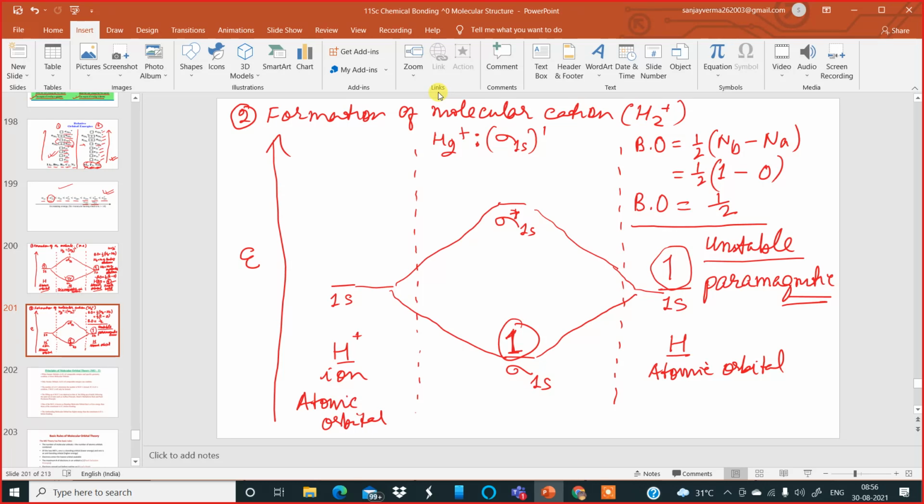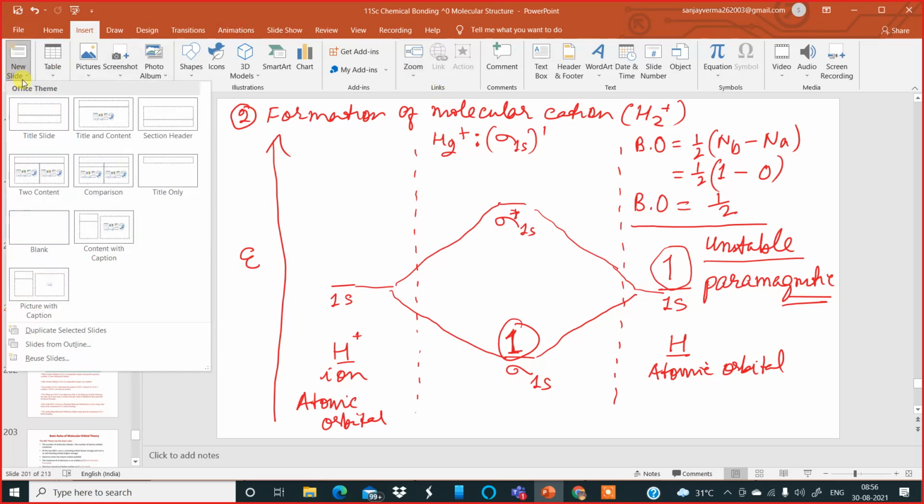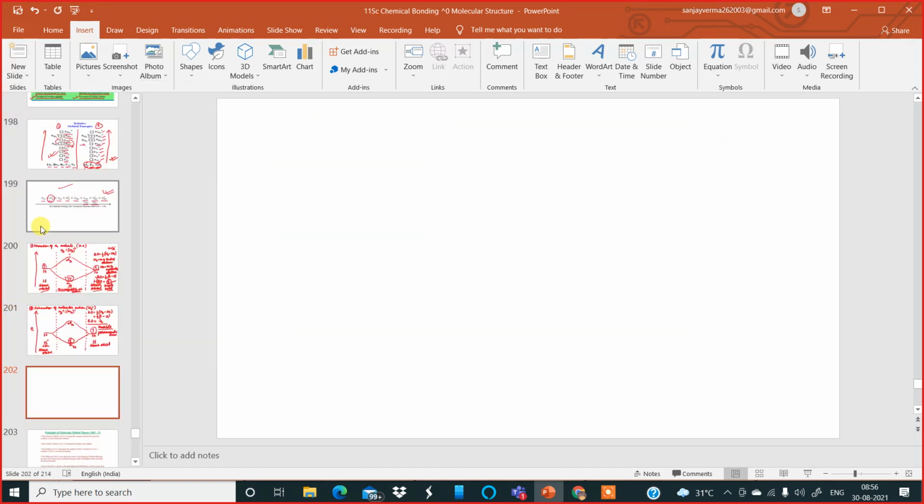Is that clear, my dear boys? Is that clear? Okay, so let us move to one more example. We will do examples, and from the examples we learn how to draw the molecular orbitals.